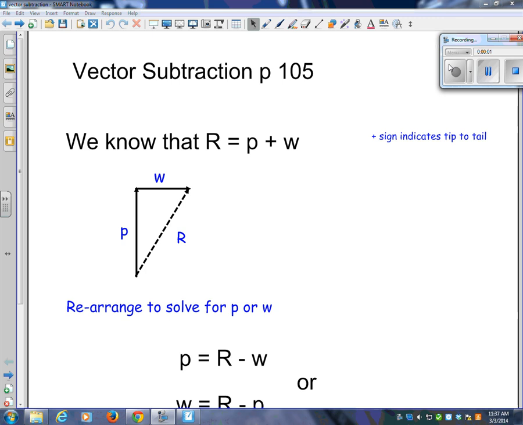Let's look at some vector subtraction. This is page 105 in the book. All right, you can just watch if you want. You can copy. You can print out later. Whatever, your choice. Let's talk about vector subtraction.